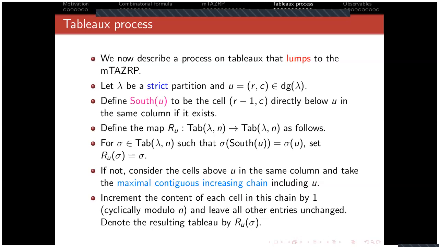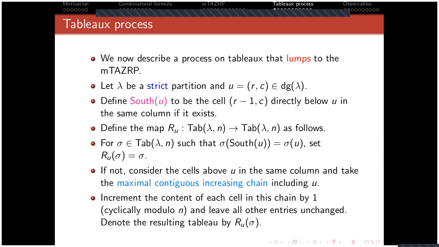So, which depends on which is indexed by the given cell. Suppose sigma is a tableau with entries 1 through n. Here the n is fixed because we have only n sites, so we have x1 through xn only. If sigma is a tableau such that sigma of south, the cell below u, has the same content as u, then it acts as the identity.